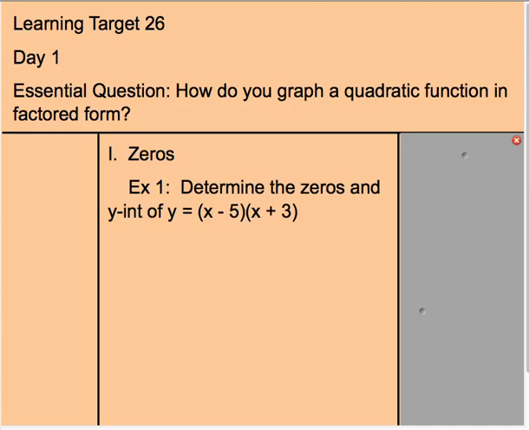All right, so our first question is determining the zeros and the y-intercept of the function y equals quantity x minus 5 times the quantity x plus 3. So we'll find our zeros first. Step 1, set y equal to 0, or replace y with 0.